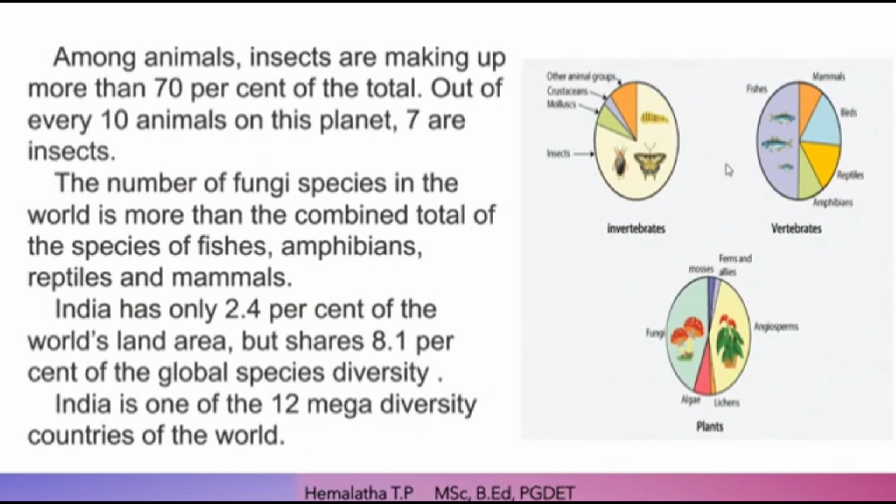Here in the pie chart, you'll get an idea about the animals on the earth. Among animals, we can see the insects are occupying almost 70%. It means more insects are present compared to other organisms. The molluscans, crustaceans and other groups of animals are fewer than insects. It means out of 10 animals we take, 7 will be in the insect category. This is about the invertebrates.